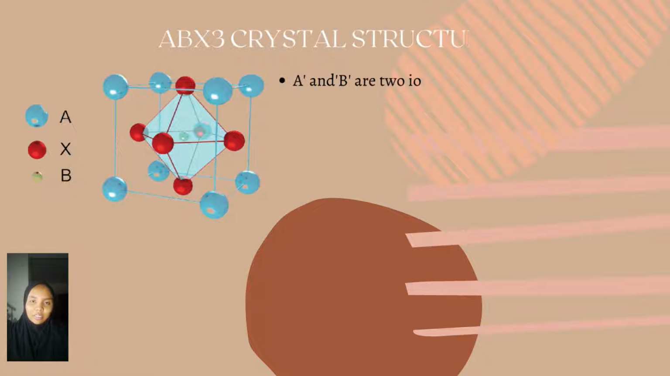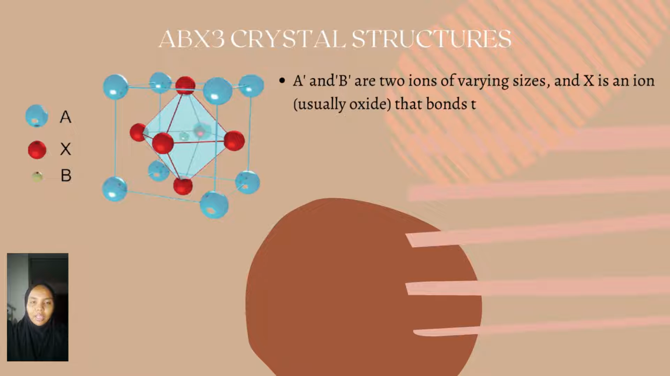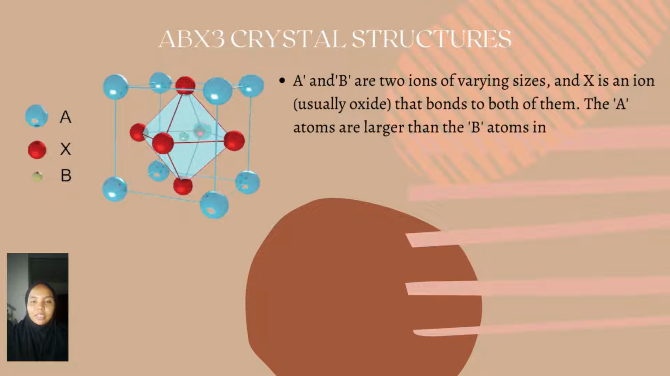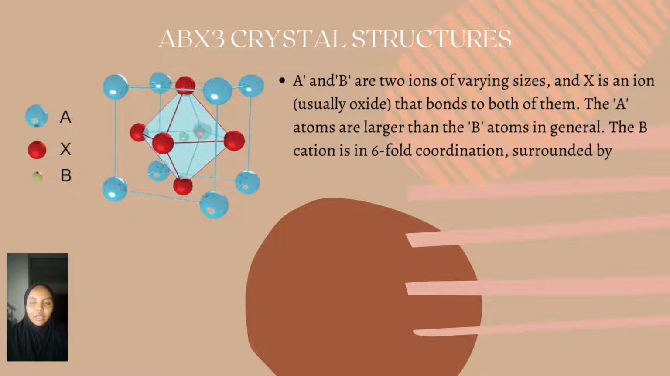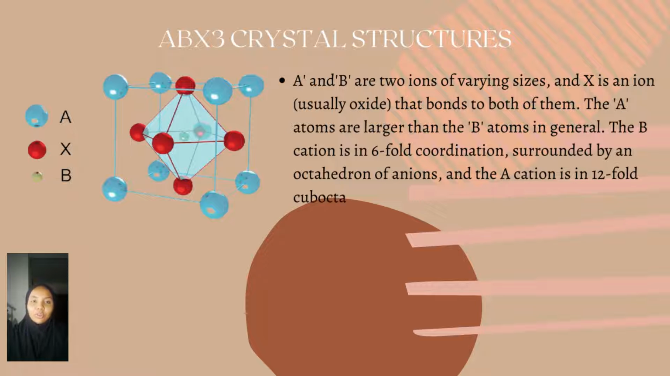The last crystal structure is the ABX3 crystal structure. A and B are two cations of varying size, and X is an ion, usually oxide, that bonds to both of them. The A atoms are larger than the B atoms in general. The B cation is in 6-fold coordination, surrounded by an octahedron of anions, and the A cation is in 12-fold cuboctahedral coordination in the ideal cubic structure.